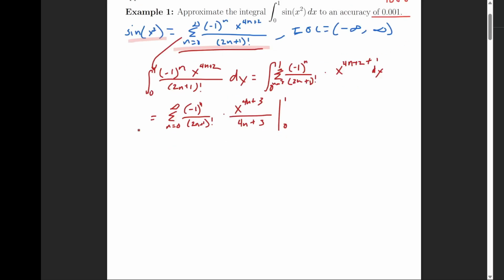So if you rewrite it and do the bound stuff, this is x, just like that. So it's that, and then whatever times 4n plus 3.